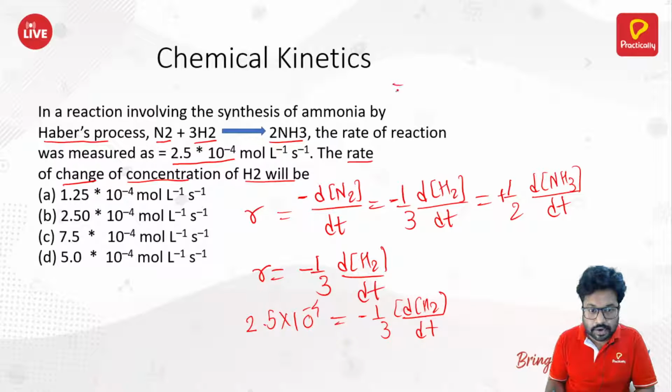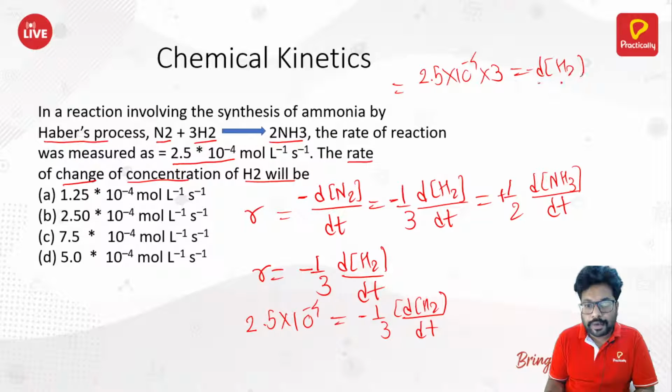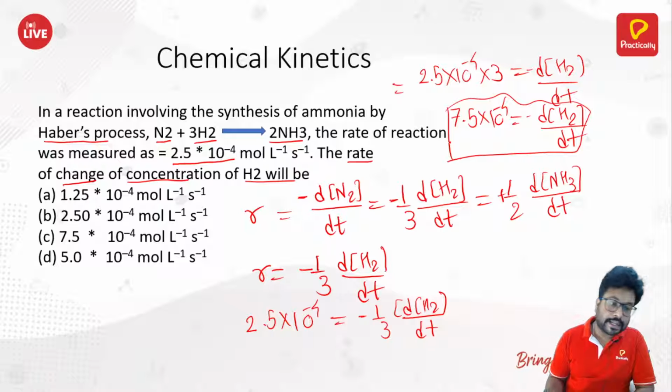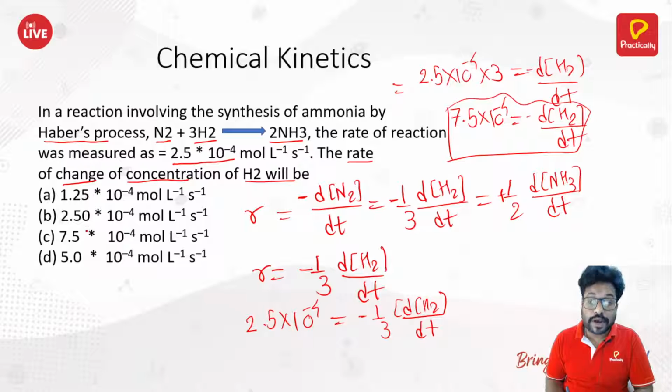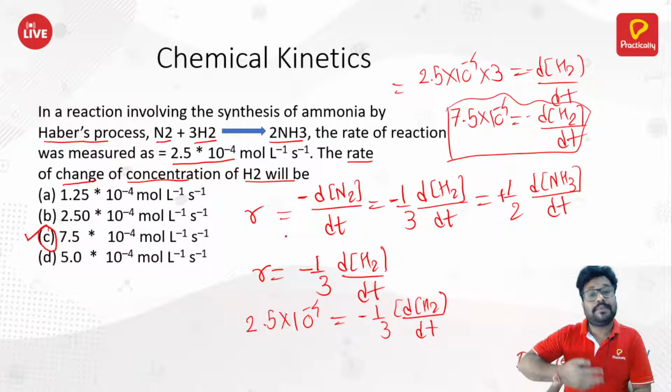Sending 3 to that side, what do we get? 2.5 into 10 raised to minus 4 into 3 is equal to minus d of H2 divided by dt. 2.5 into 3 is equal to 7.5 into 10 raised to minus 4. And that is equal to the rate of change in concentration of your hydrogen. That is why the answer in this particular case is 7.5 into 10 raised to minus 4 mole per liter per second. That is why option C is our correct answer. We had seen all of this; we are only summarizing it.